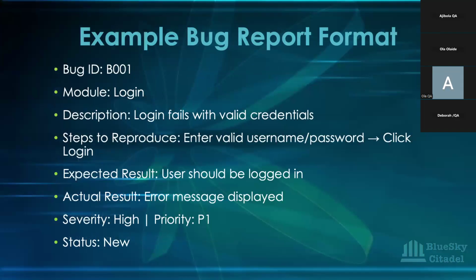For instance, this is an example of a bug report format. We have the bug ID, the title, like login, and the description: login fails with valid credentials. Steps to reproduce: enter valid username, then click login. Expected result: user should be logged in. Actual result: error message displayed. As you can see, the severity is high, which is 1, and the priority is also 1, so it's very, very high. And the status is new, meaning we just raised the bug.